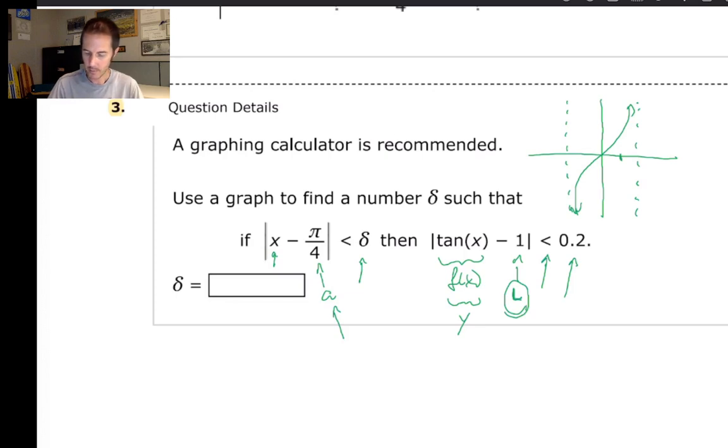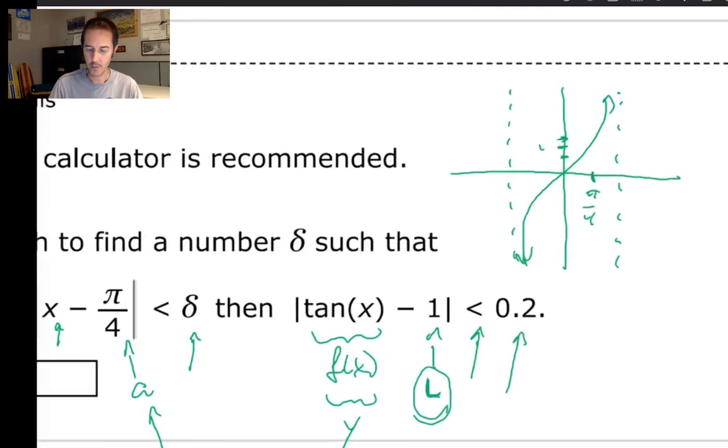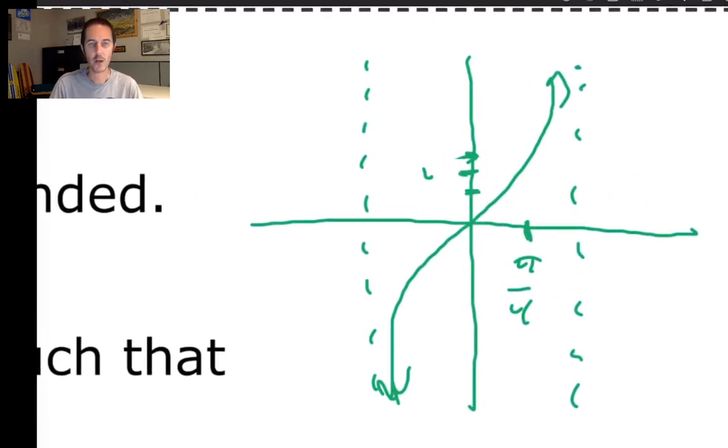The a value that we're approaching is pi over 4, which is right here. The desired limit value is 1, which does correspond to the tangent of pi over 4. So that's a 1, and there's your pi over 4. And we want our y values to stay within plus or minus 0.2. So we go up to 1.2, and we'll come down to positive 0.8. And those are the points from which you would want to draw some horizontal lines over and hit your function and find the corresponding x values.